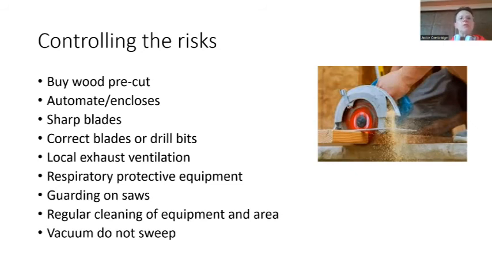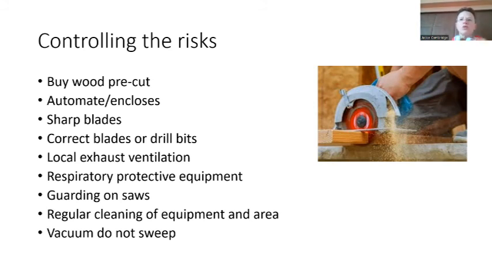In some cases, we can now buy the wood pre-cut, so it's been cut in a big factory where they've got all the right ventilation. We can automate or enclose the process to reduce the dust, but equally make sure we've got the right blades and drill bits, nice and sharp. That's going to reduce the amount of dust. We can have some additional local exhaust ventilation to extract the dust before it gets into the breathing zone of the worker. Depending on the levels, we may need people to wear proper respiratory protective equipment, not just an ordinary face mask, to protect them.